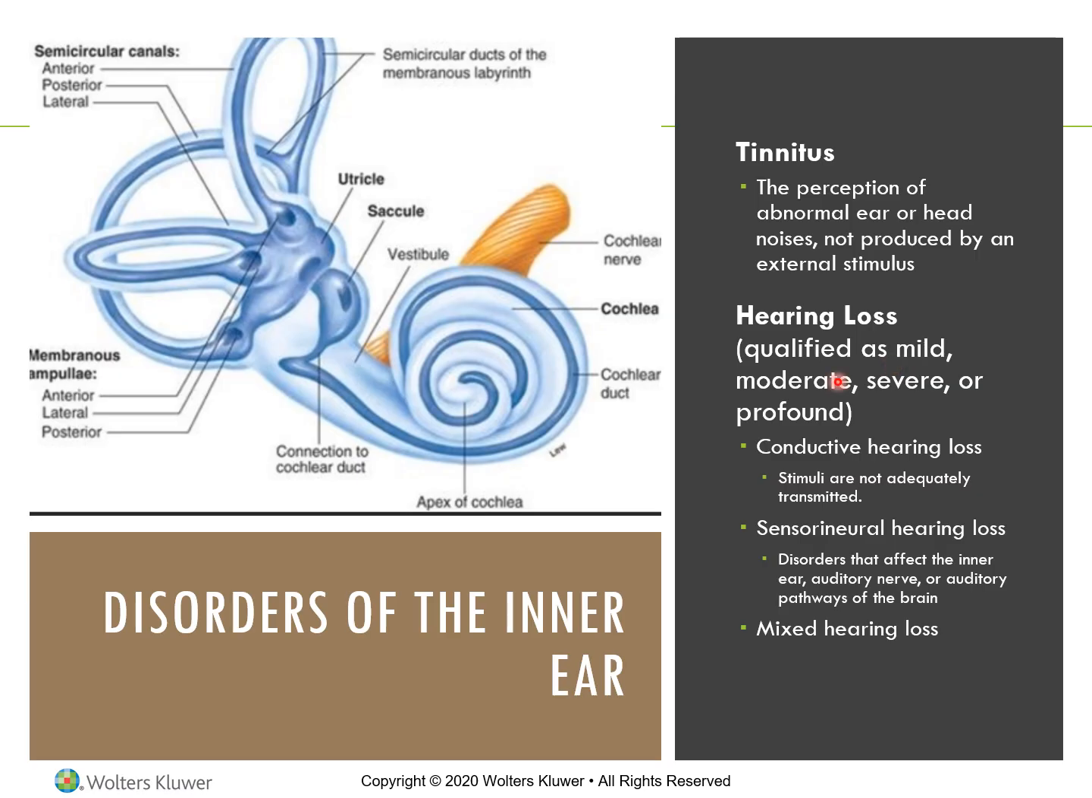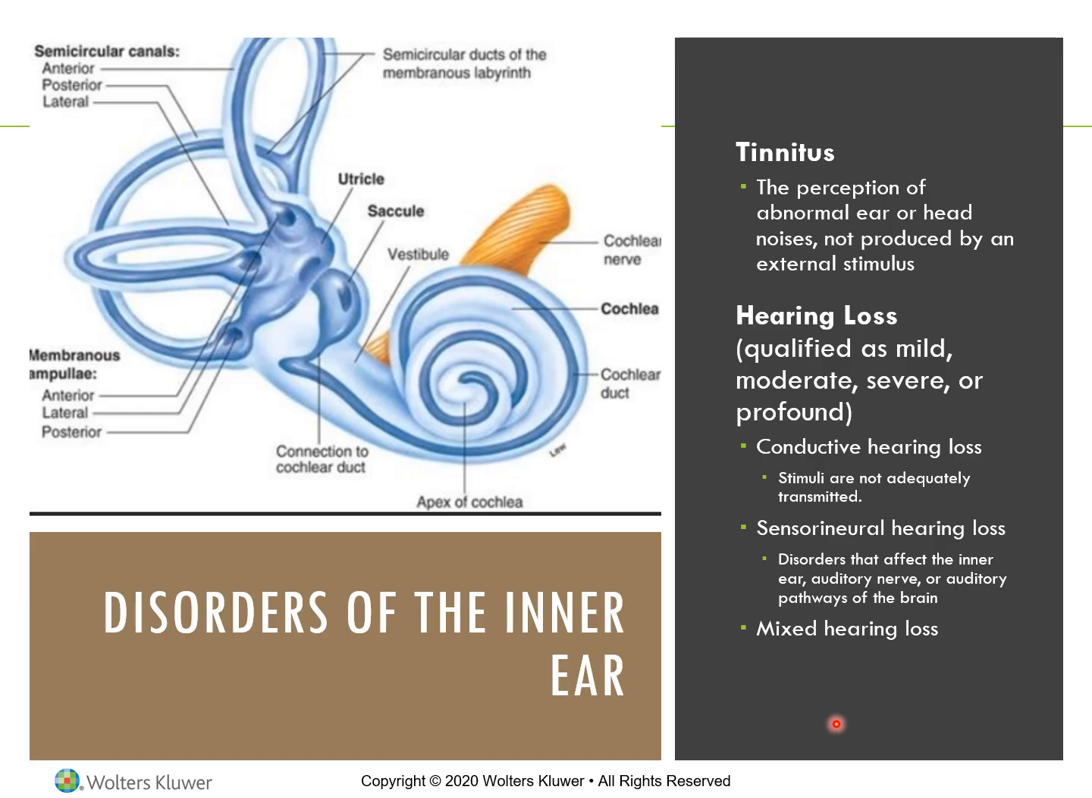But the major disorder that we see of the inner ear is hearing loss. Hearing loss can be either mild, moderate, severe, or profound. And there are two types. One is conductive hearing loss, and that's where stimuli aren't being adequately transmitted. And so that's typically hearing loss that occurs in the outer or middle ear, where we have that movement and transmission of sound itself. So maybe damage to the tympanic membrane, maybe damage to the small bones in the middle ear, maybe cerumen impaction in the ear canal that blocks transmission of sound, okay?